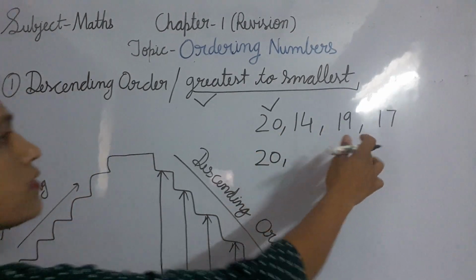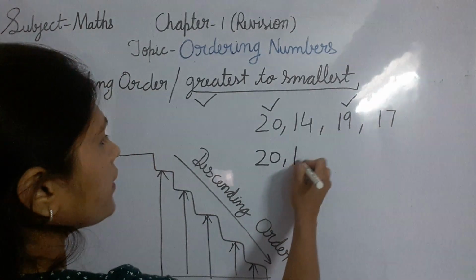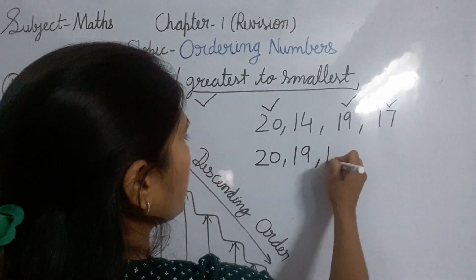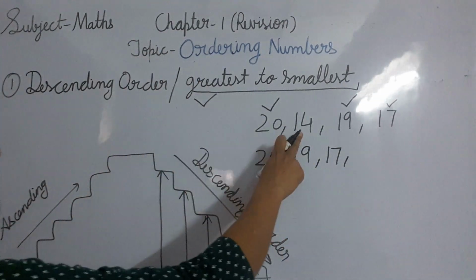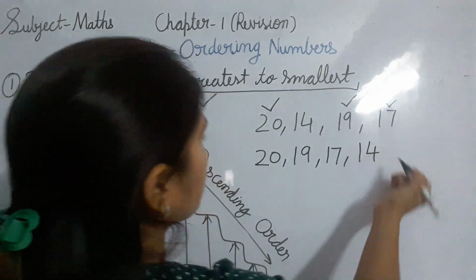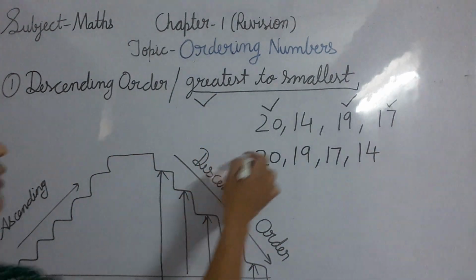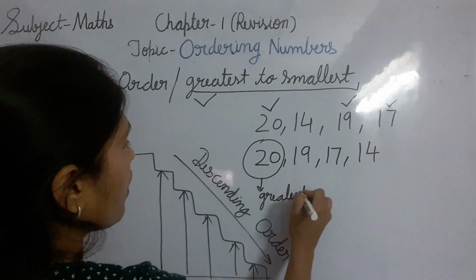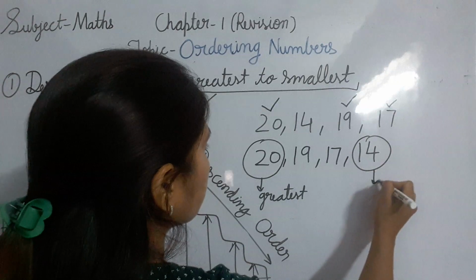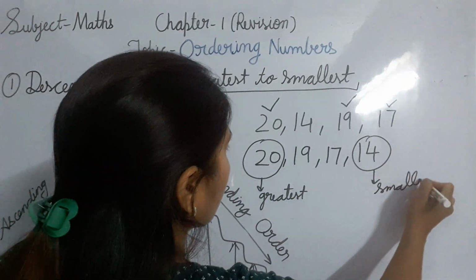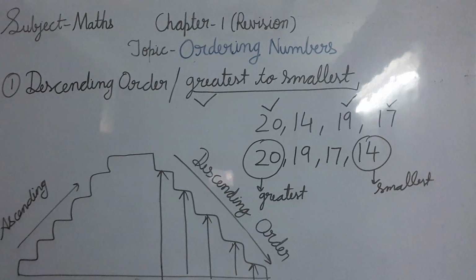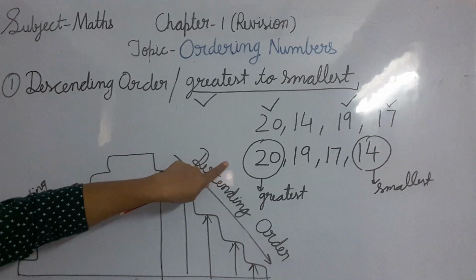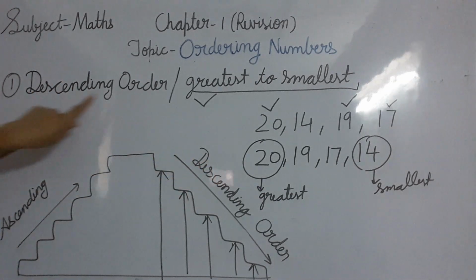Which is the next greatest number? 19. So we'll write 19. Which is the next greatest number? 17. So we'll write 17. Which is the next greatest number? 14 is left only. So this is the greatest number here, and this is the smallest one here. Yes, here we have the greatest, here we have the smallest number. It means your answer is correct. You have arranged properly in descending order.